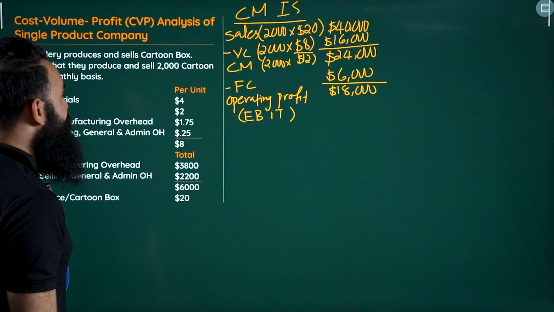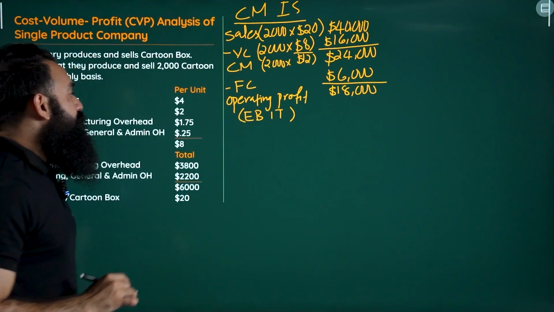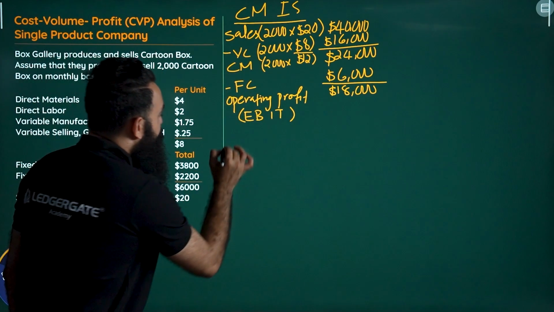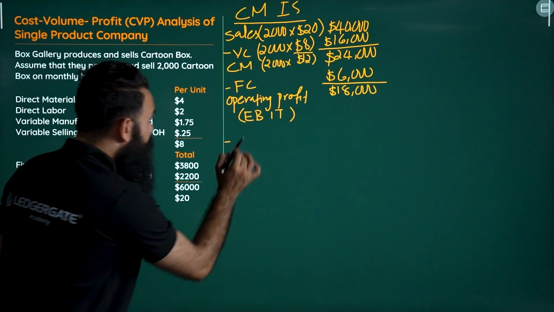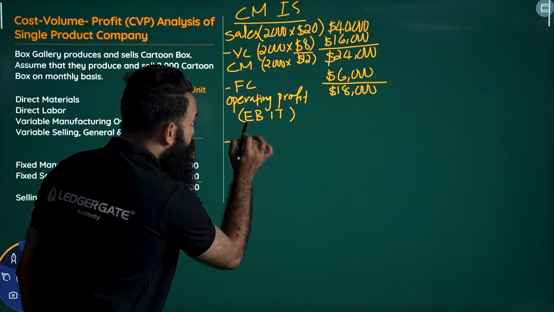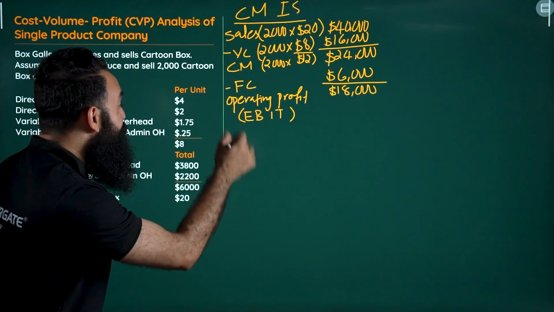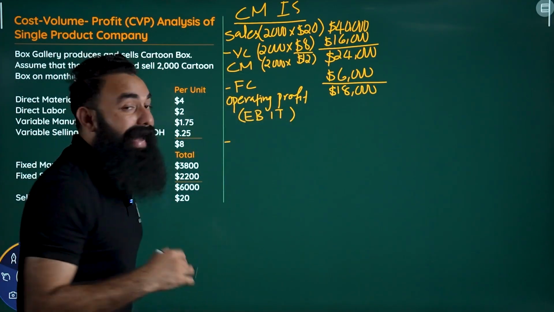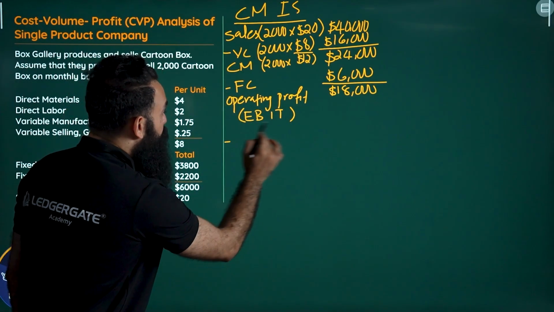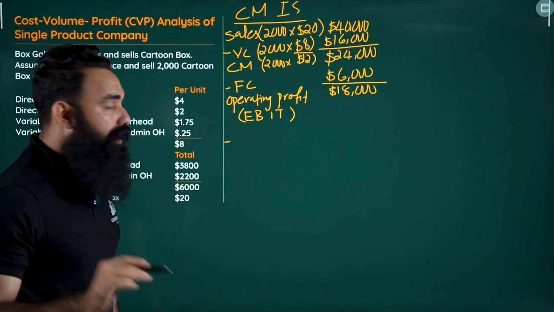Earnings before interest and tax, we can assign the name. From this we have to deduct any interest. Earnings mean profit, so this is profit before interest and tax, before giving the interest to the debt holders and tax to the government authority. This is the amount before giving interest to the debt holders and tax to the government authority.